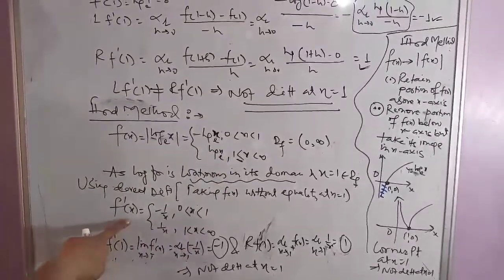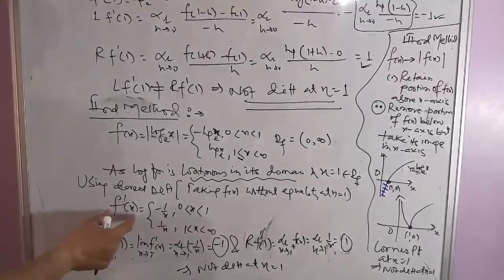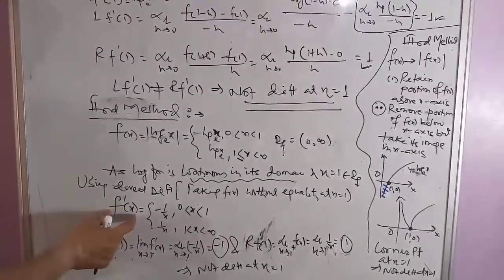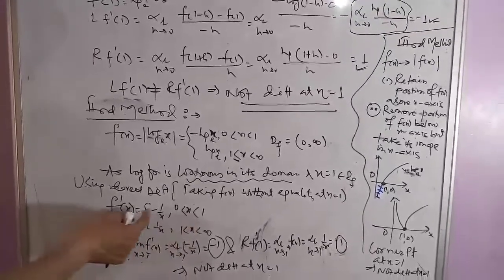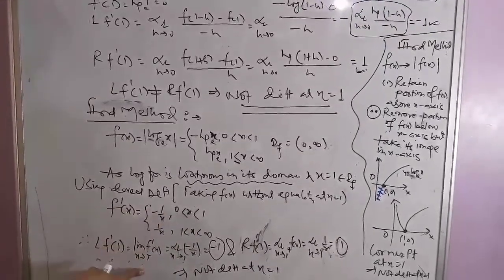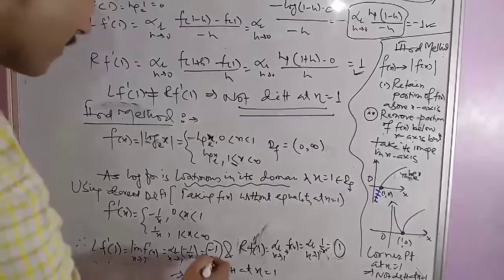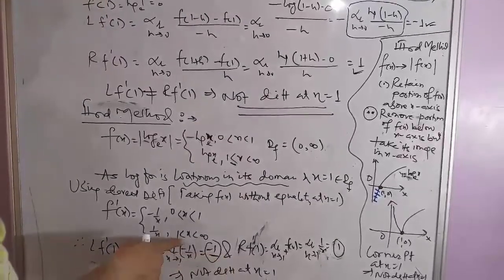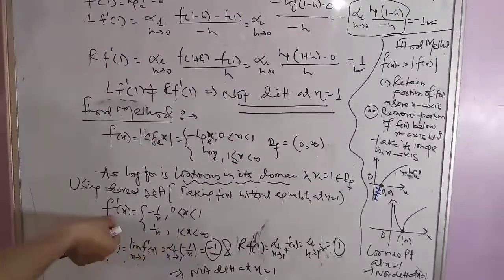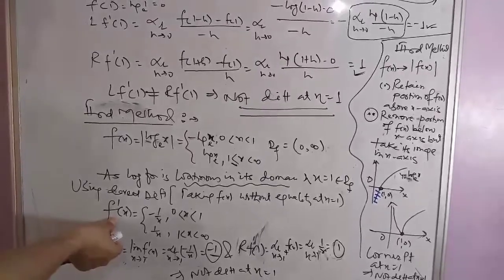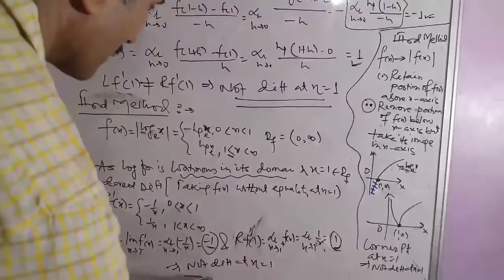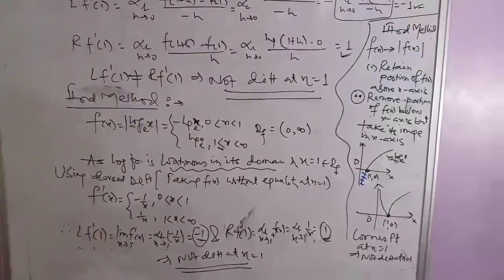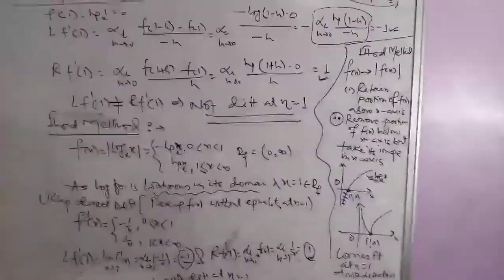Left hand derivative at 1 means the limiting value of this when x tends to 1 from the left. Obviously x less than 1, f dash x equal to minus 1 by x, so this will give minus 1. Right hand derivative at 1 means the limiting value of f dash x when x tends to 1 from the right, this will give equal to 1. So the function is not differentiable at x equal to 1.